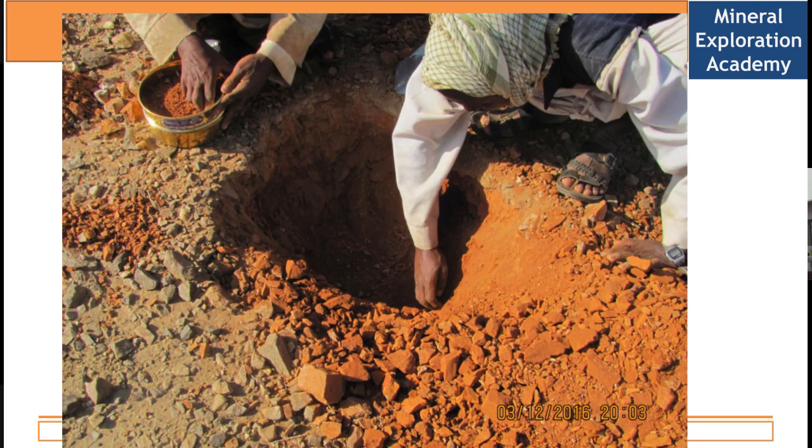This is in the same Sudan area. We did random soil sampling at a few locations where there were no outcrops, and we wanted to know the extent of the mineralized area. So we did some soil sampling. We took some field assistants, dug a small pit around 30 centimeters deep, then sieved the soil sample and packed it for analysis.